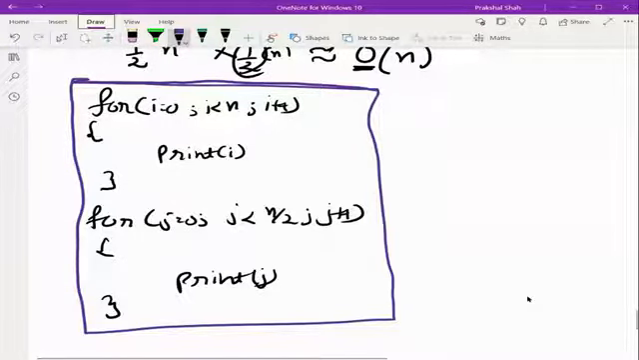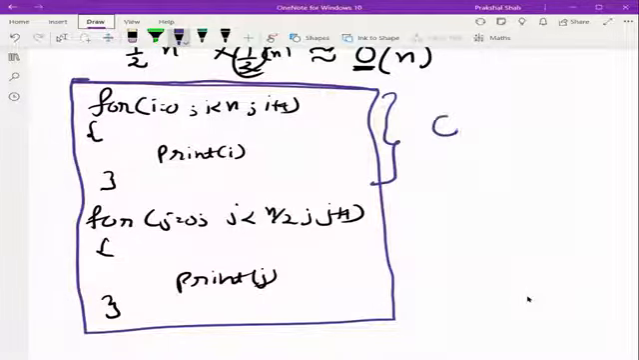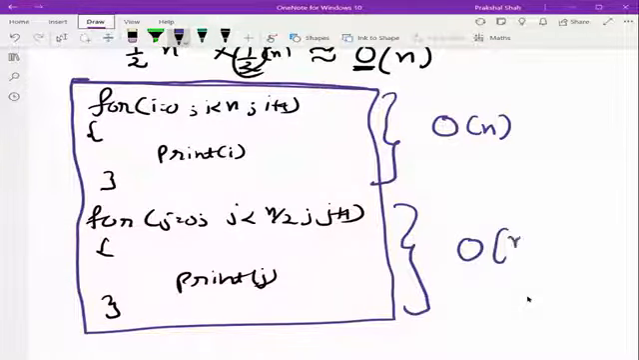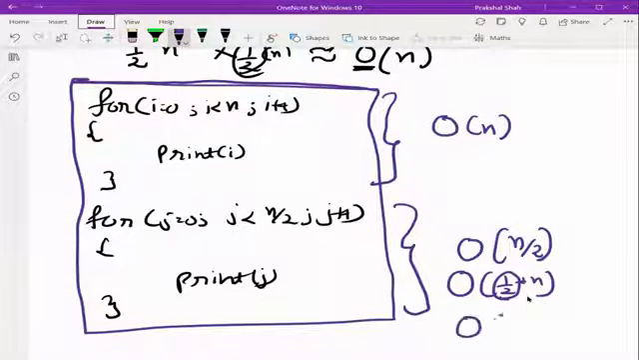Okay, see, this first for loop will run for n time. So can I say it will be order of n? Yes or no? This second loop, can I say it will run for n by 2? So this n by 2 is 1 by 2 into n. Can I ignore this 1 by 2 and say it will run for n time? Yes or no?